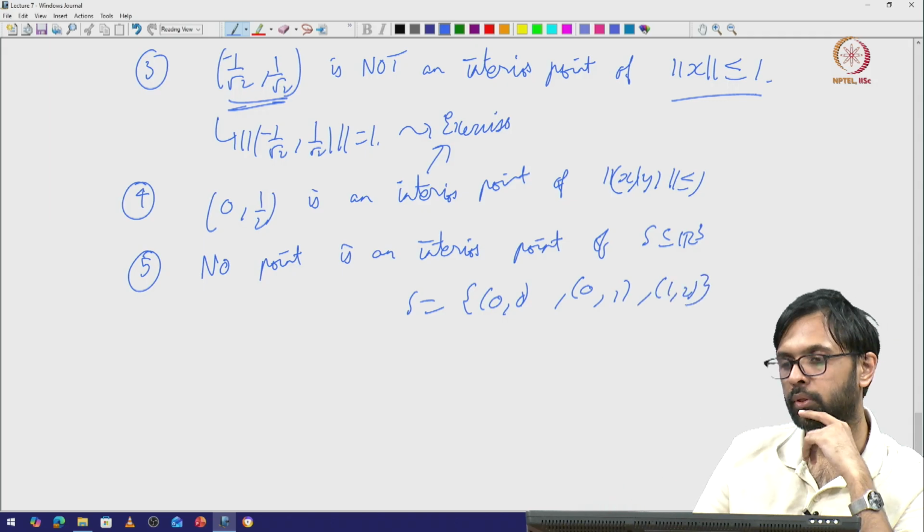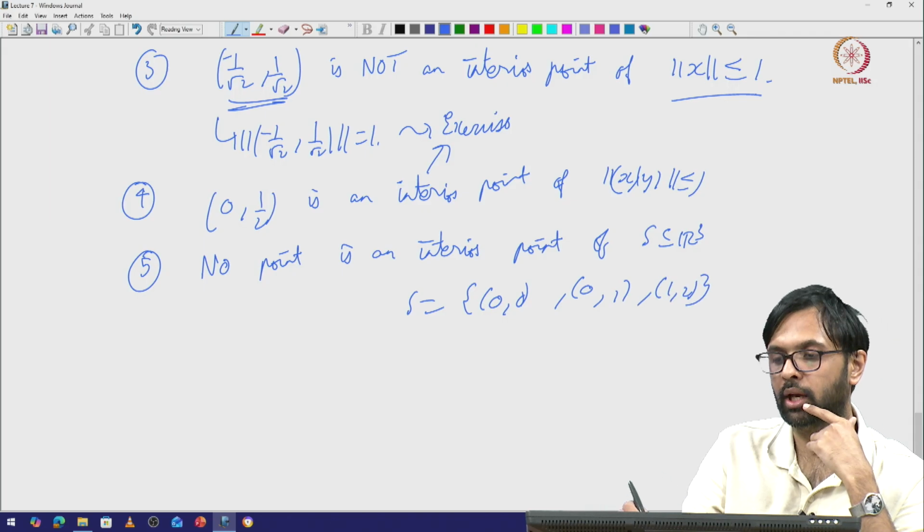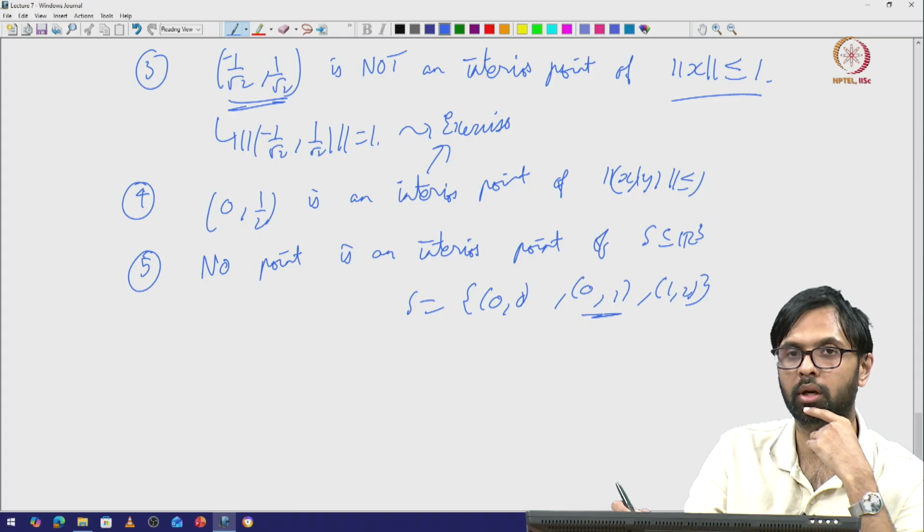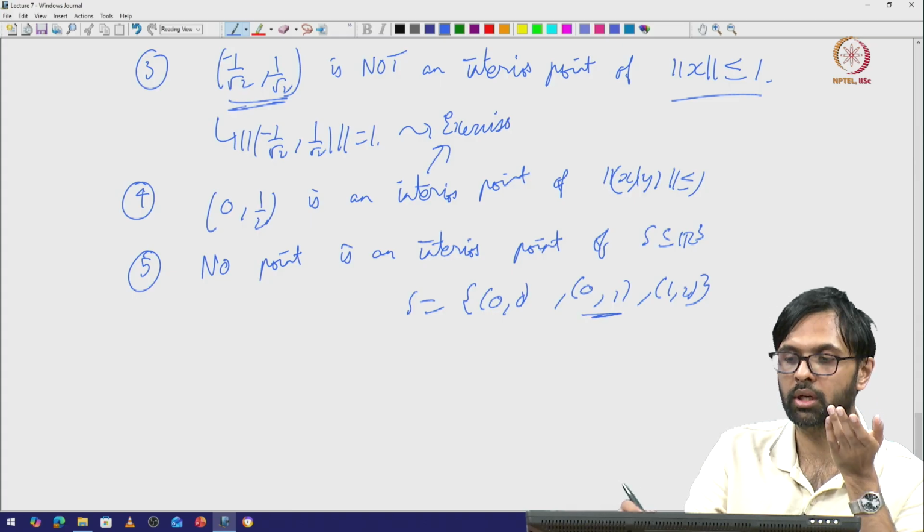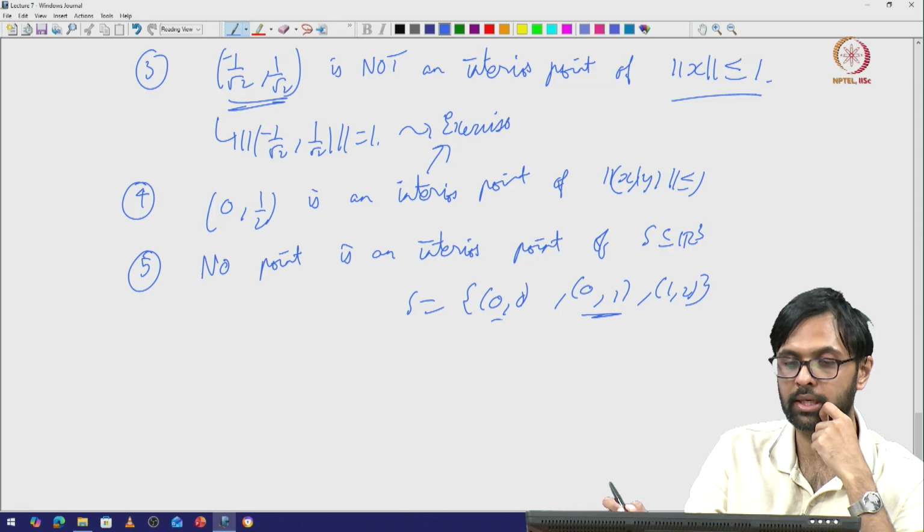No point is an interior point, because obviously if you take any point and you take a small open ball around it, it will have infinitely many points in it, but there are only finitely many points in this set, right.